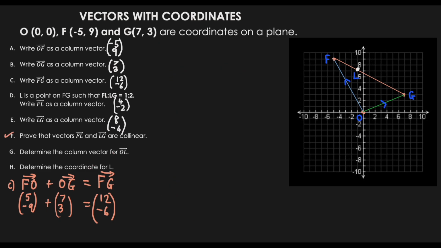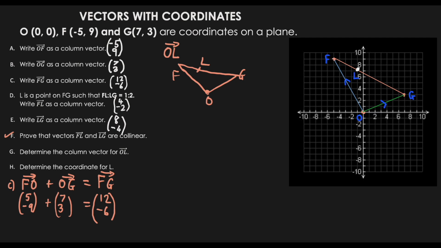So the next question is, determine the column vector for OL. So we want a column vector for OL. Similar to how we did F to G, we need to determine how we can get from O to L. So we have a visual representation here. We have O to F. So let's say we had O here, then we have G here, and we have F here, and somewhere along F to G, we have L. So the question is, how do you get from O to L?